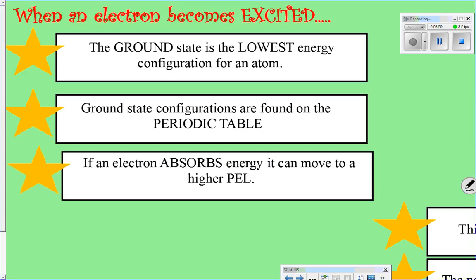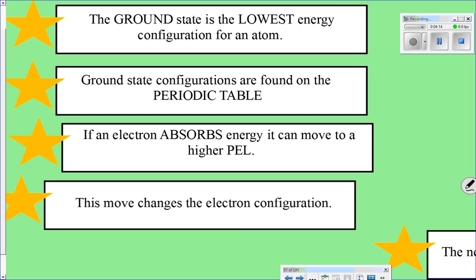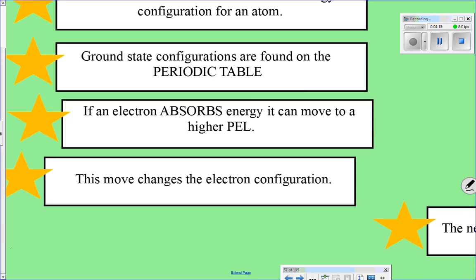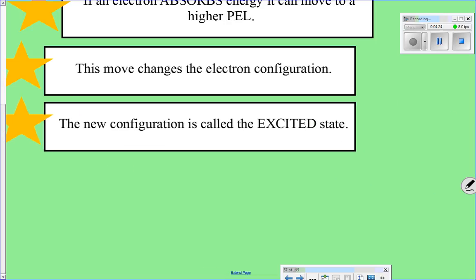If an electron absorbs energy, it can move to a higher principal energy level. So it can go up on the ladder, if you will. We can give an electron energy through electricity. That's actually how traditional light bulbs function. We can also cause an electron to move up by giving it heat. So like a flame tester, a firework works that way. This move is going to change the electron configuration. So it's not really in that true ground state that we saw on the periodic table anymore. The new configuration is what we call the excited state.